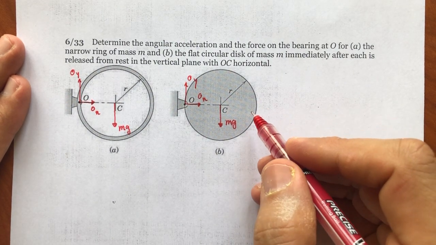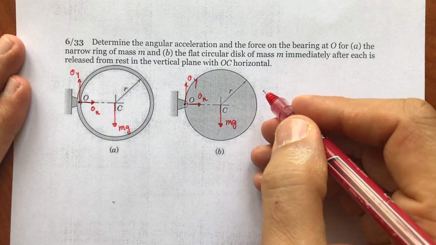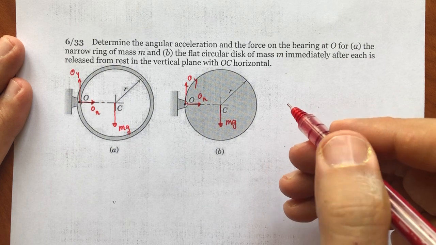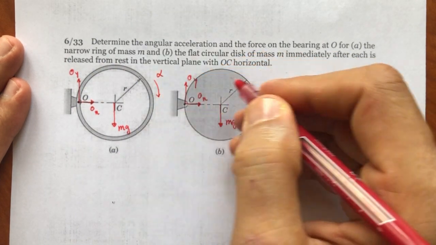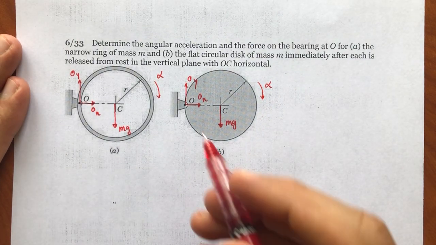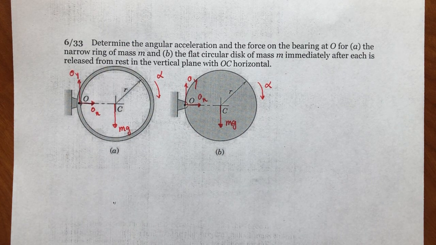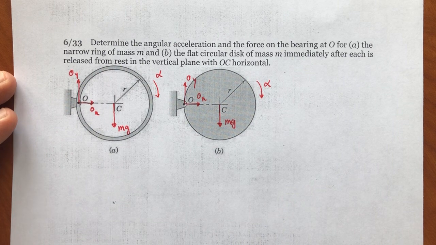Because we are just releasing them, we are talking about immediately after release, velocity of both of them is equal to 0 at this moment. So there is no angular velocity. But it doesn't mean they don't have angular acceleration. It is possible to have angular acceleration in both of them. You can assume it is clockwise or counterclockwise, it doesn't really matter. But we know it's going to be clockwise, right? Because they're going to start to rotate in this direction.